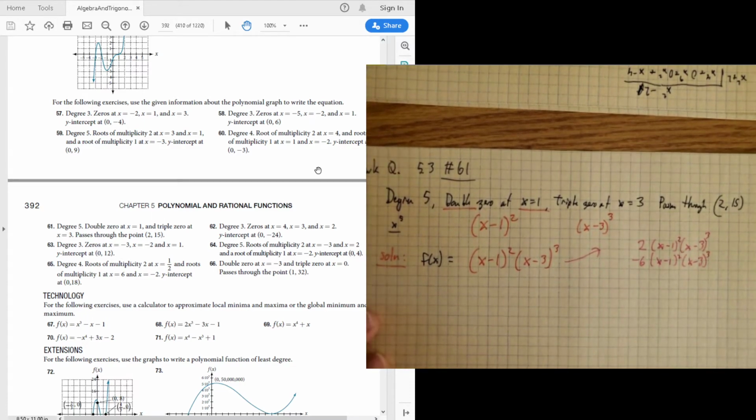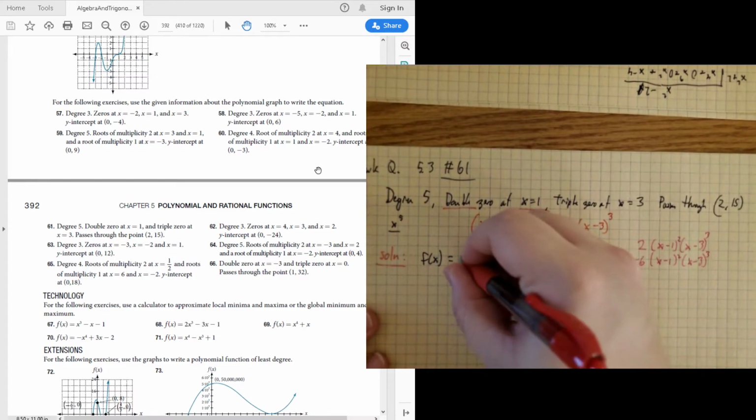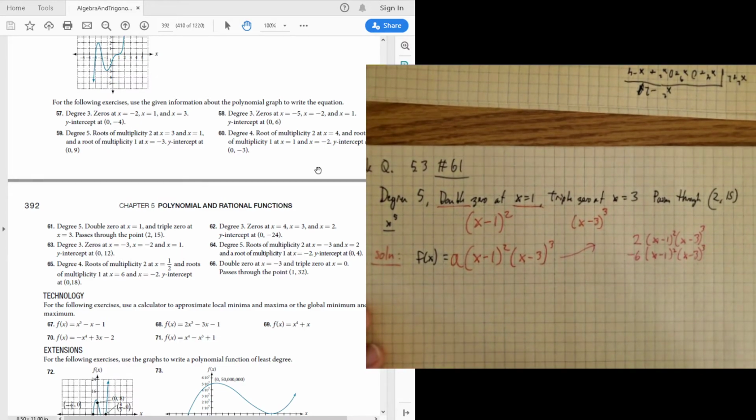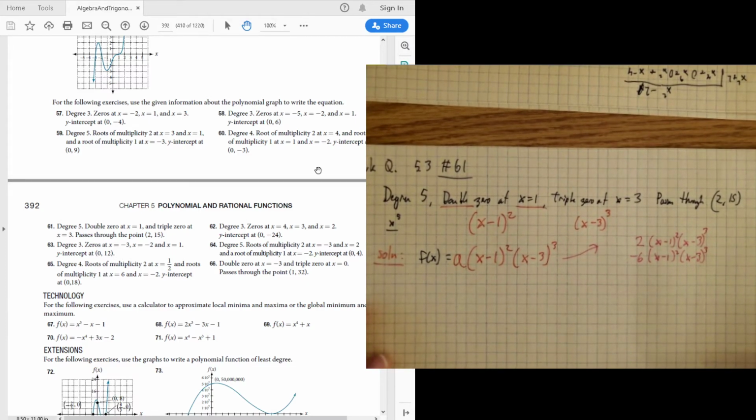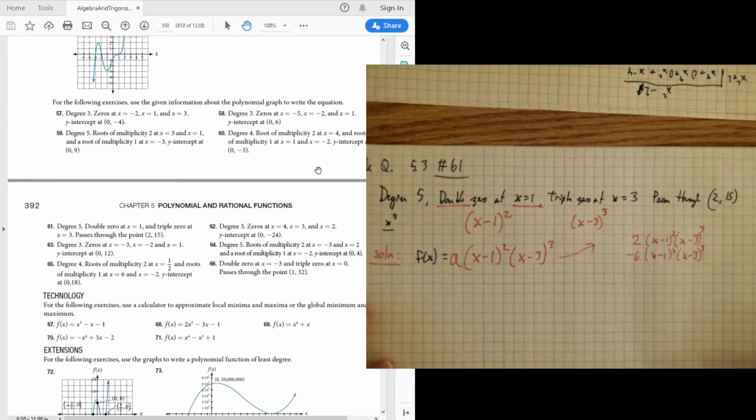So there's one last thing that's going to be in this f of x, the unknown a. Is there a number that should go out front that is different than 1? And how do we find that answer is the bigger one. So let me showcase how that's done. Ready?